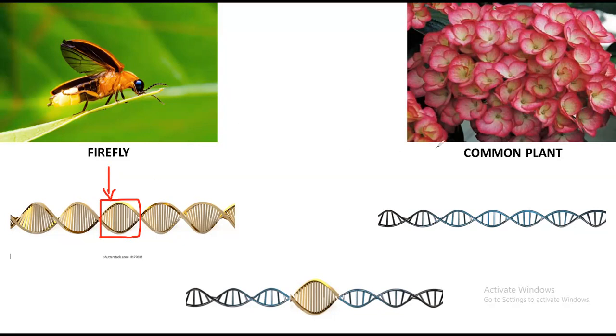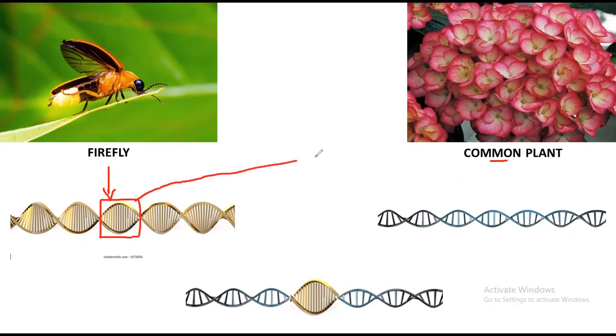Now here comes a common plant. This is the DNA of a common plant. For example, this is a plant, and this is its DNA. What really happens in biotechnology is that we basically alter the DNA of the organism. This means that, for example, this gene is producing light, and we want to make this plant produce light. So what we do is we take out this gene.